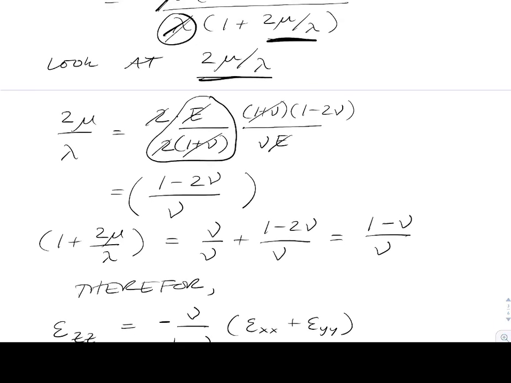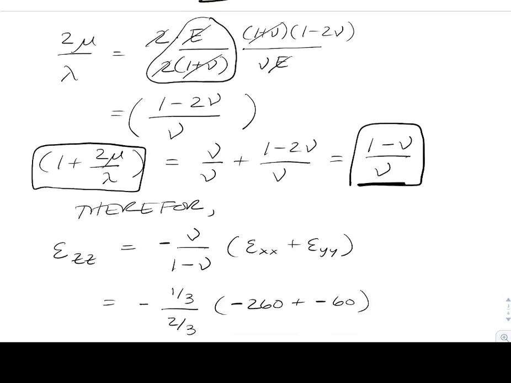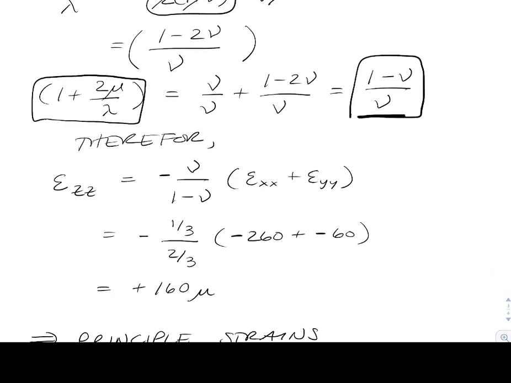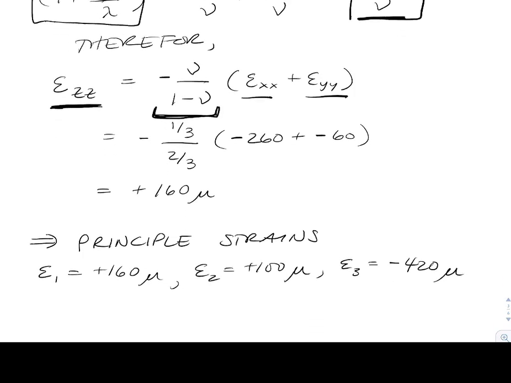So if we go ahead and plug that back into the 1 plus 2 mu over Lamé's constant, we end up with 1 minus Poisson's ratio over Poisson's ratio. I don't know if you'll have to end up doing that or not. It is doable on the equation sheet, but then you can solve for the strain in the z direction using only Poisson's ratio and the strains in the other 2 directions, in this case x and y.